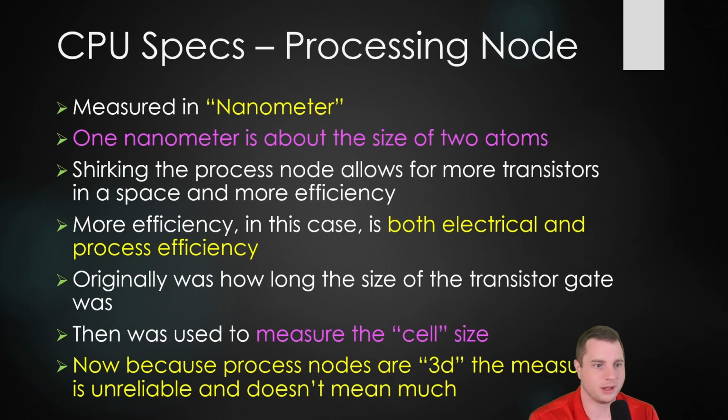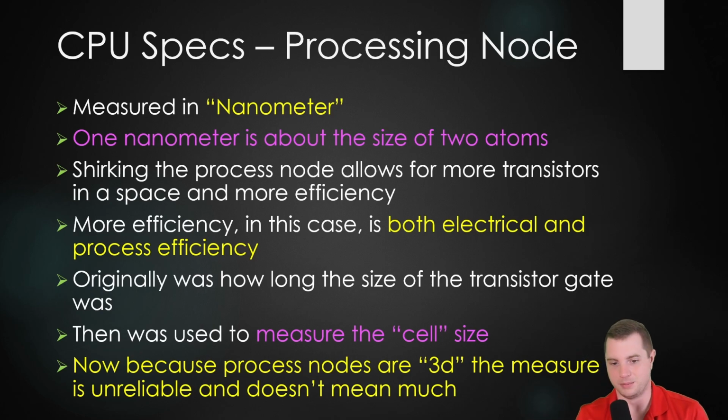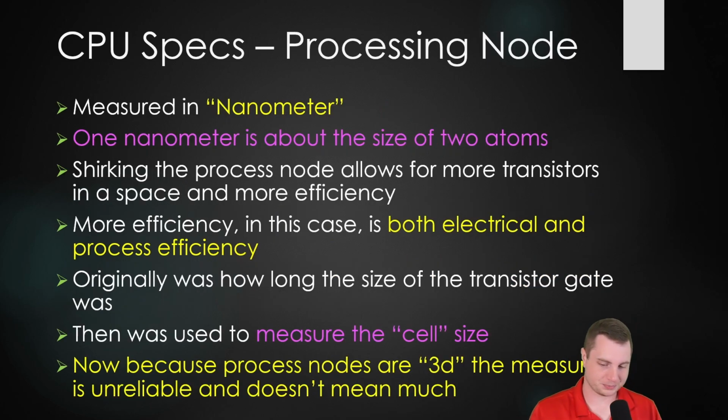Processing node, measured in nanometers, and I have this in quotations because nanometer doesn't really mean anything anymore. At one point in time, how this was measured was the cell gate or the transistor gate. We got to the physical limitation on your transistor gates almost immediately. And now this is much closer to measuring the cell size. And now because these are measured in 3D, nanometer doesn't really mean anything.